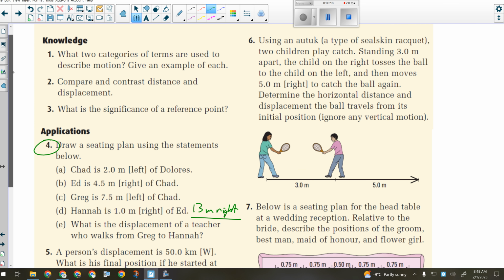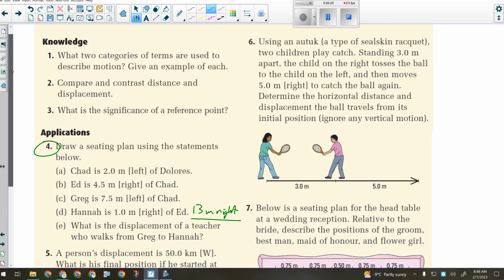All right. Let's have you guys try number 6. This diagram goes with number 6. Despite the fact that this is not a very PETA-friendly question, because it involves using a racket made out of baby seals, which in this day and age would not be cool, all right?